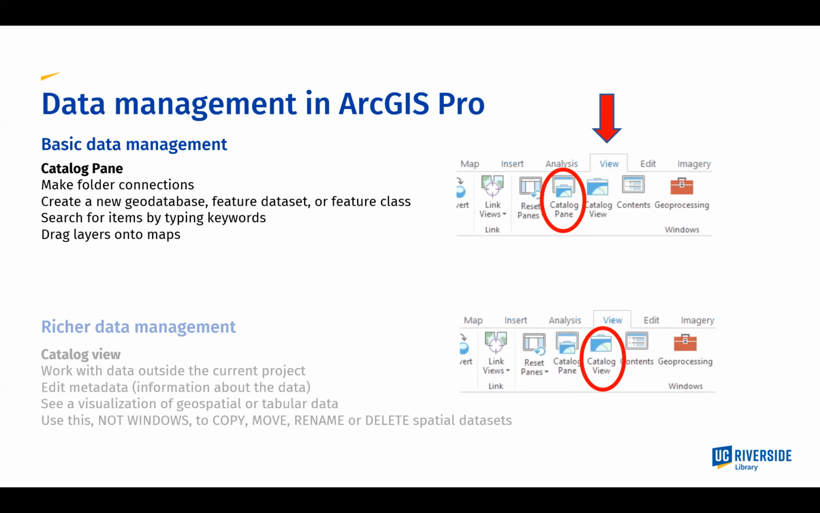You can also add feature classes. A feature dataset is kind of a collection of feature classes, a sub intermediate folder in between a geodatabase and the feature class itself. You can search for items by typing keywords in the catalog pane, and often you can find something in the catalog pane and drag it to your map and load it in that way.